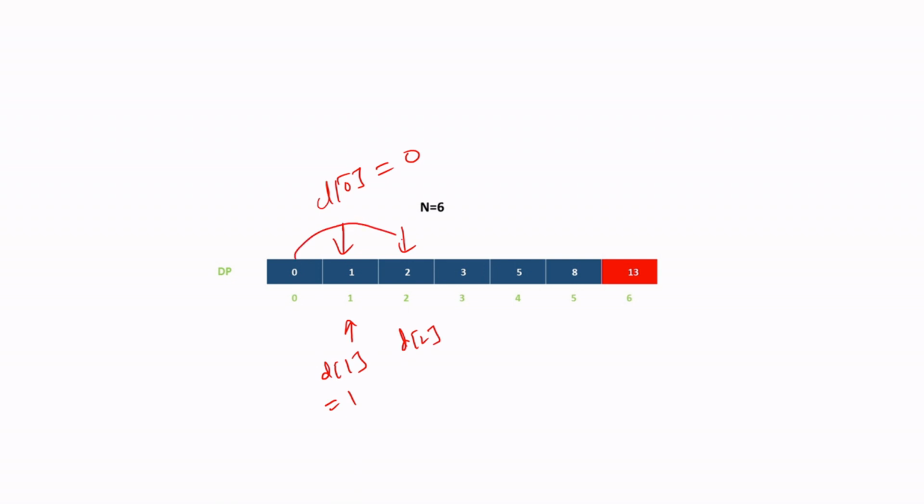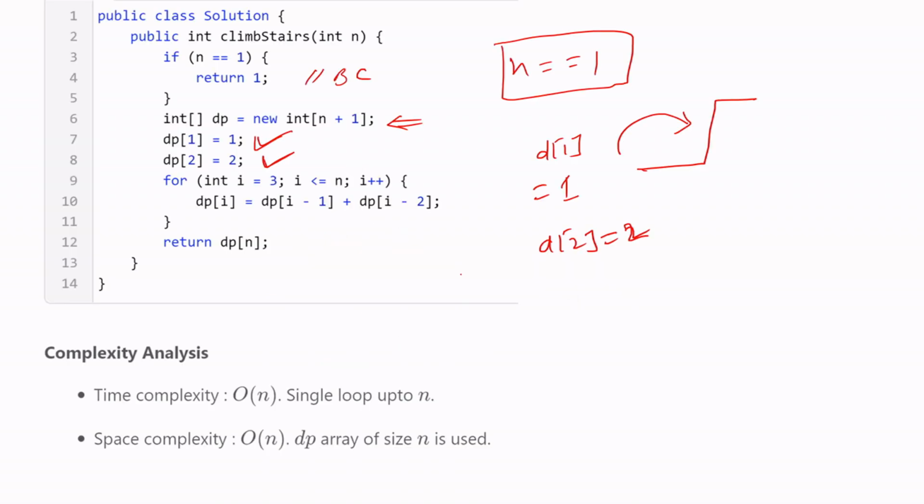Either from here it will count, it will reach to what? This step, right? 2. But from here to here we cannot go 2 steps. We can take only 1 step. Here taking 1, or here we have taken 2, right? And that's why we are storing dp of 1 as 1 and dp of 2 as 2.